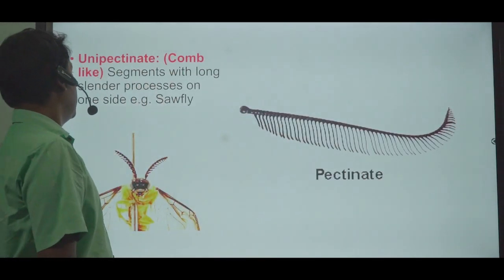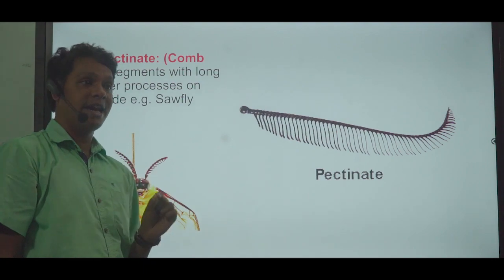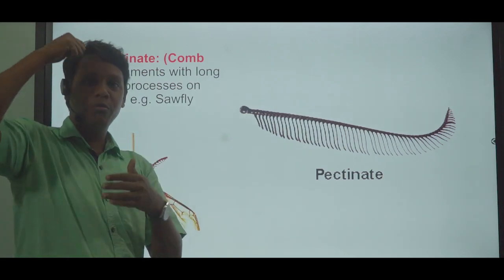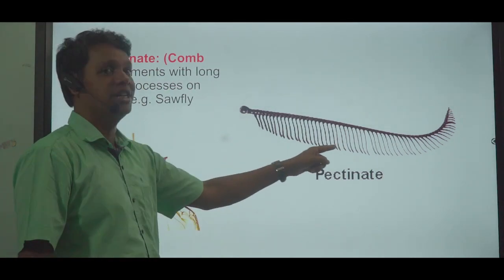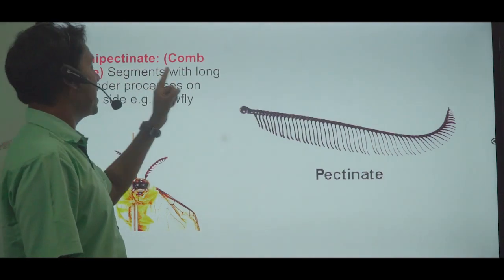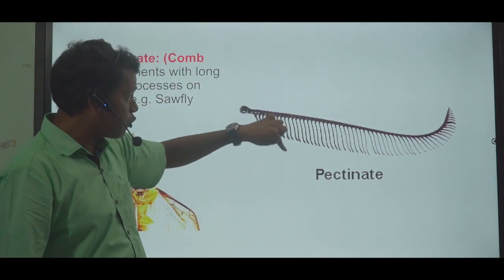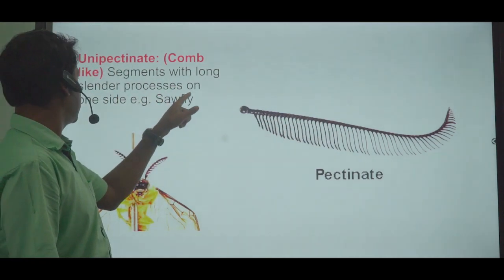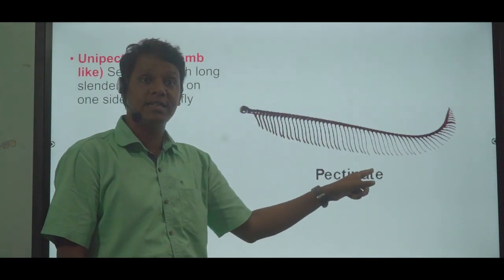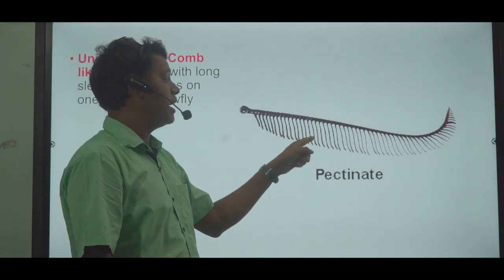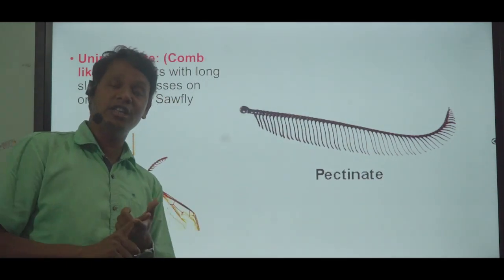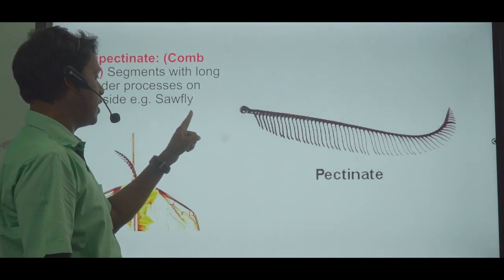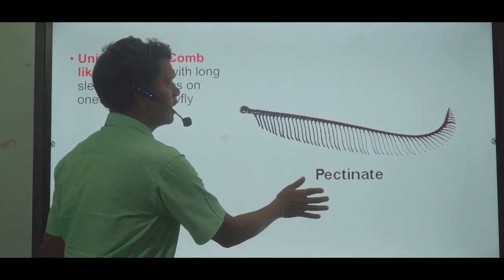Next type is unipectinate antennae. Unipectinate: the meaning of pectinate is comb-like. That is why this is unipectinate. Why uni? Because of this teeth-like projection, long slender projections or processes are there, and these projections or processes are towards one side. That is why this is known as unipectinate. For example, in case of sawfly, we can see these types of pectinate or unipectinate antennae.